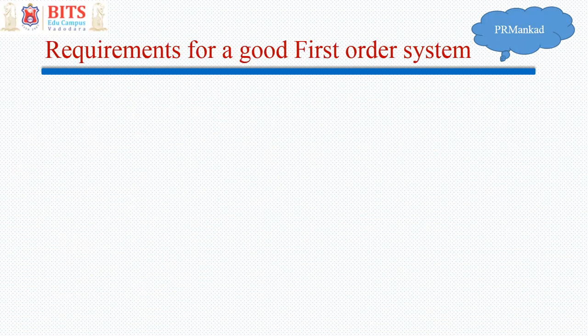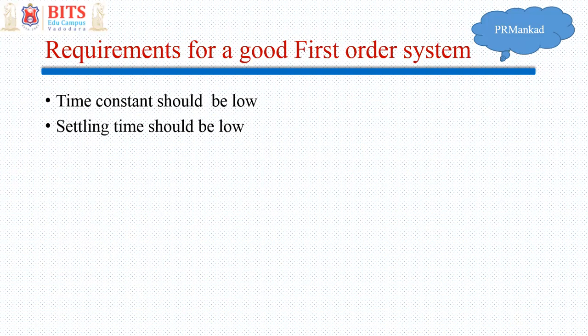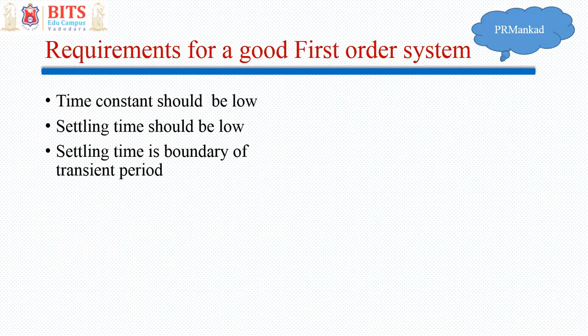Now, a requirement for a good first order system is that the time constant should be low, and the settling time should also be low, so that the system settles to the steady value very quickly. And settling time is the boundary of the transient period that we have already discussed, right? So that's all about the first order system and its step response.